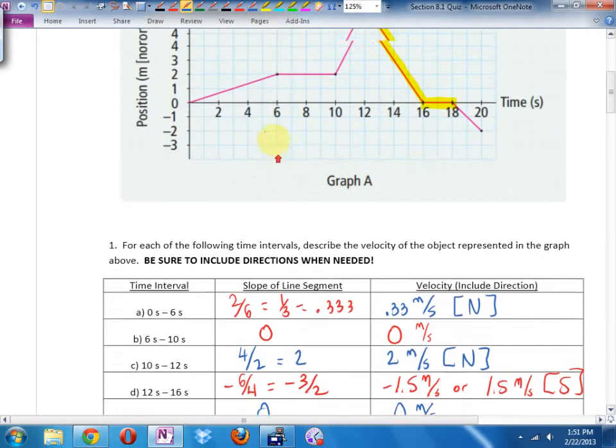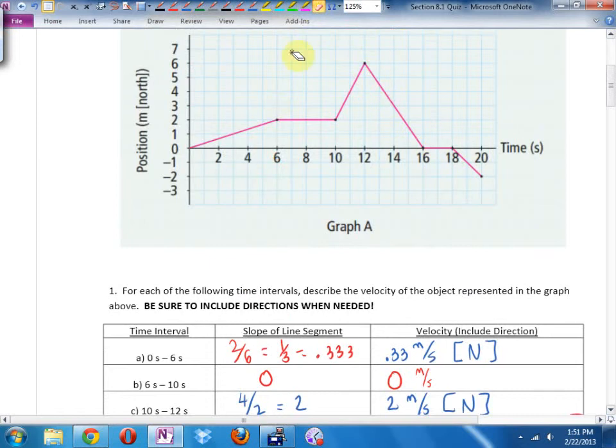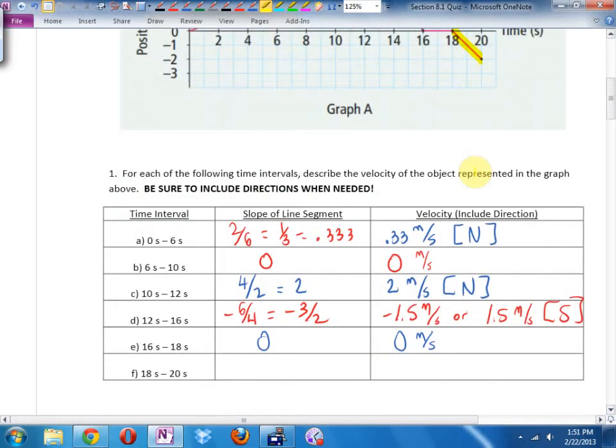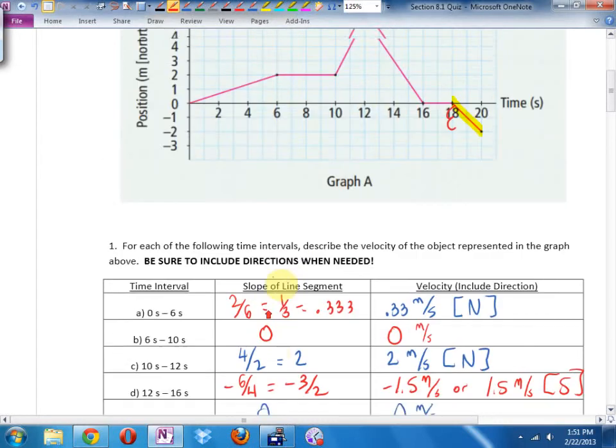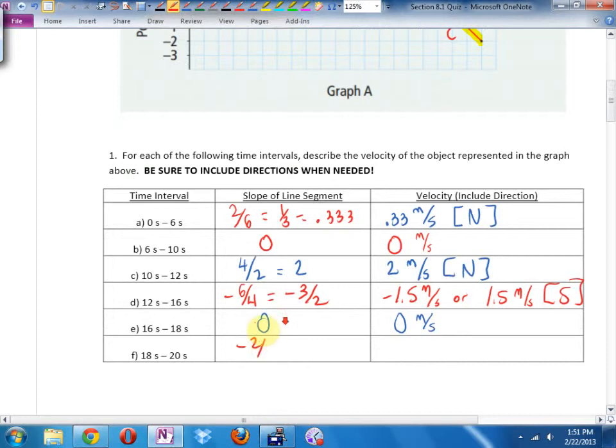18 to 20. Okay, now we're talking about this section right there. First thing I'm going to write again, hey, it's negative, downhill. What's the rise? 2. What's the run? 2. And so the slope is negative 1. As a velocity, it's negative 1 meters per second, or 1 meter per second south.